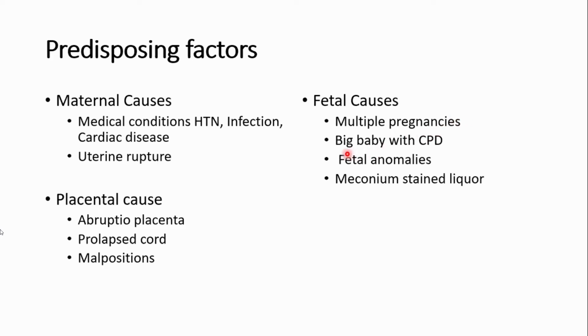If the baby is very big with cephalopelvic disproportion, then the baby can be stuck, obstructed labor, then the baby can develop birth asphyxia. If the baby has some fetal anomalies, like hydrocephalus, anencephaly, this can also precipitate birth asphyxia. And if the baby has passed meconium inside the uterus, the baby also can develop birth asphyxia. These are some predisposing factors, okay?